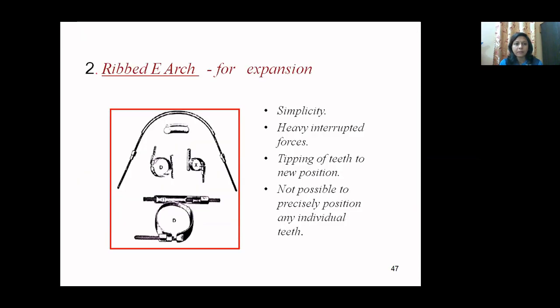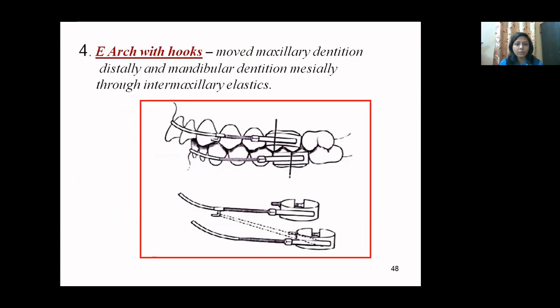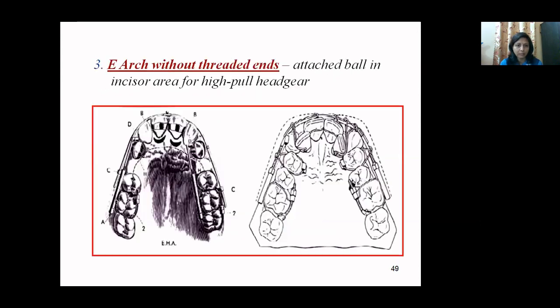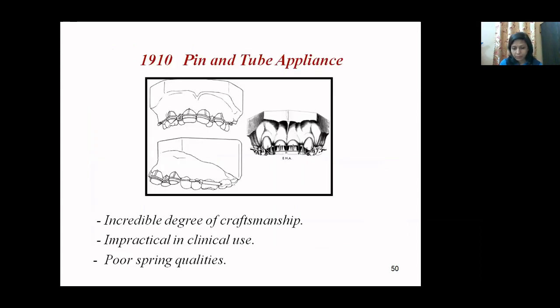Then the E-arch with hooks. With this appliance, he moved the maxillary dentition distally and the mandibular dentition mesially through intermaxillary elastics. Then the E-arch with threaded ends, attached ball in the incisal area for headgears. These are the various variations by which Engel modified his appliances one by one to finally come to the latest plans.